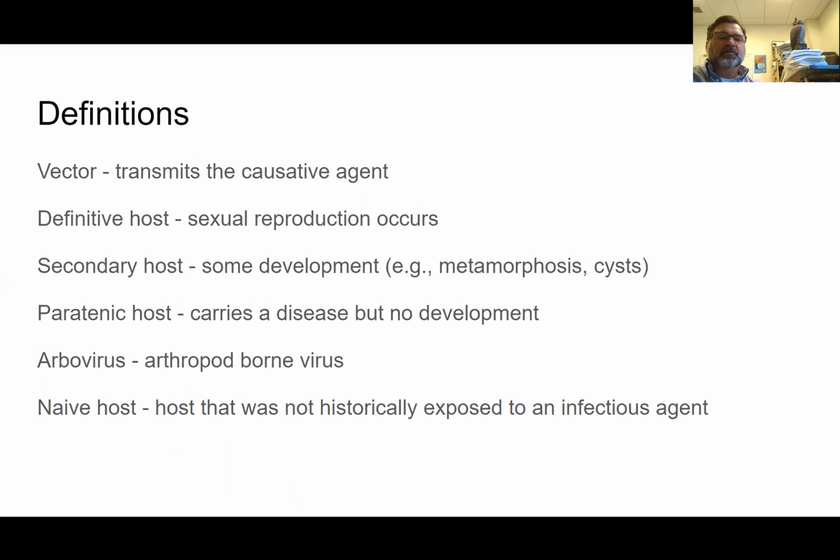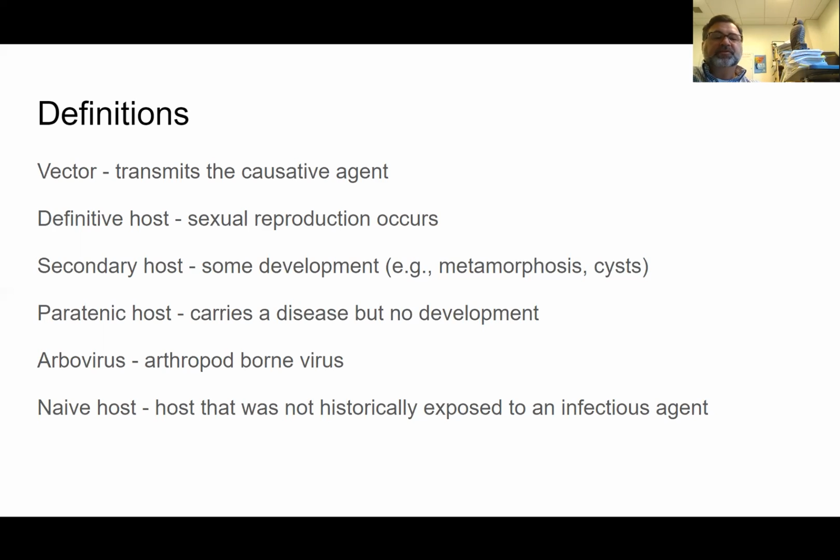The definitive host, and this is really coming from the world of parasites, is where sexual reproduction occurs. You have a secondary host, and that means there's some sort of development. So the organism undergoes some sort of metamorphosis, for example, or it forms a cyst. A paratenic host carries a disease, but there's no development.